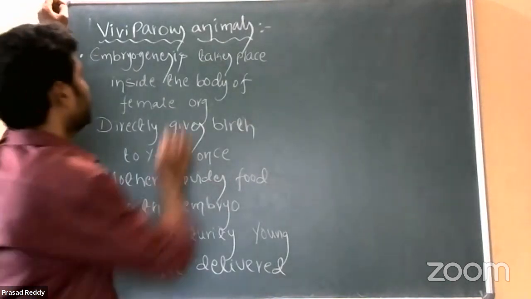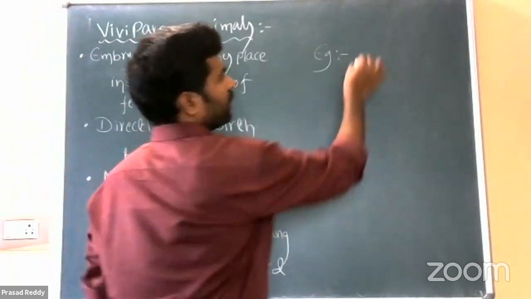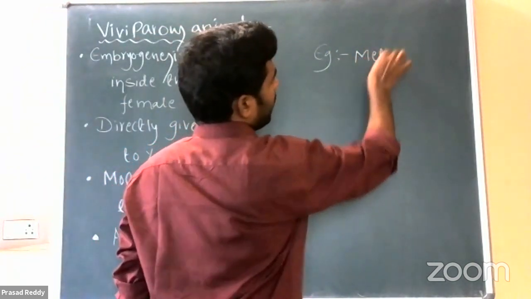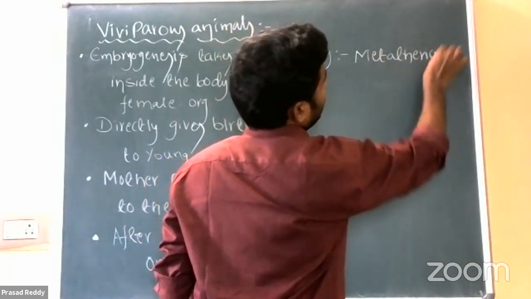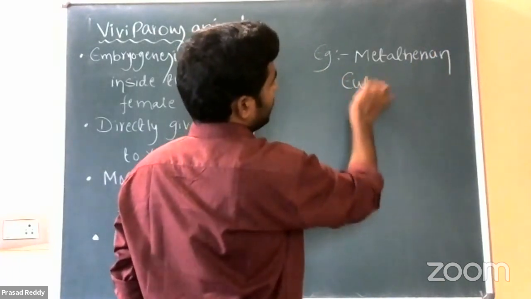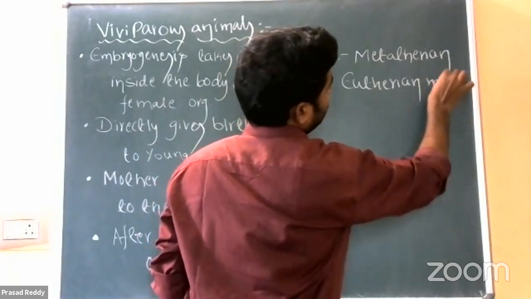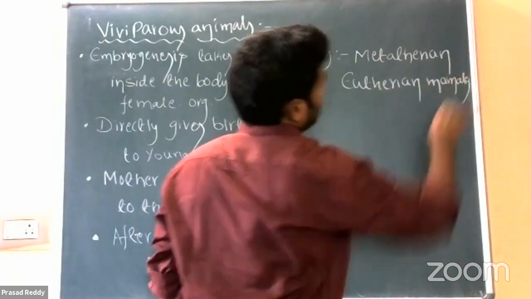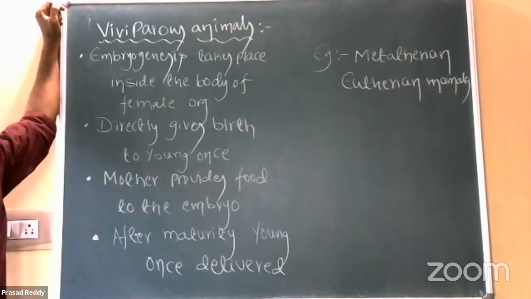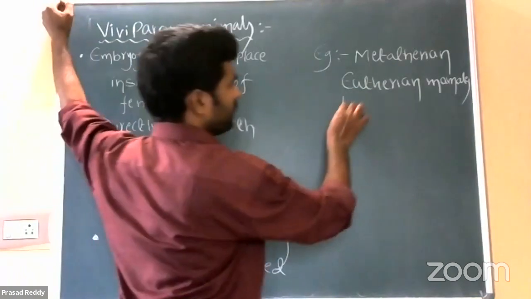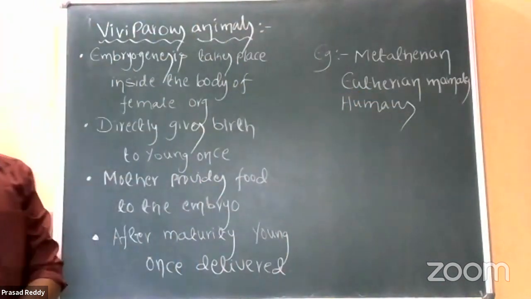Then examples of viviparous animals. Give me some examples. Metatherian and eutherian mammals are examples of viviparous animals, including human beings also. Human beings are also viviparous animals.